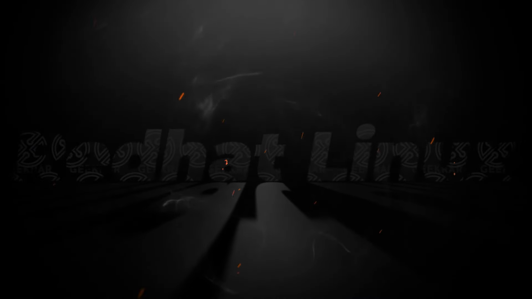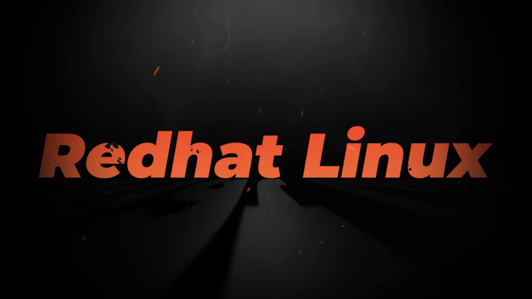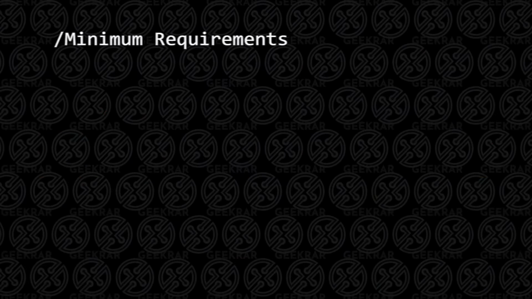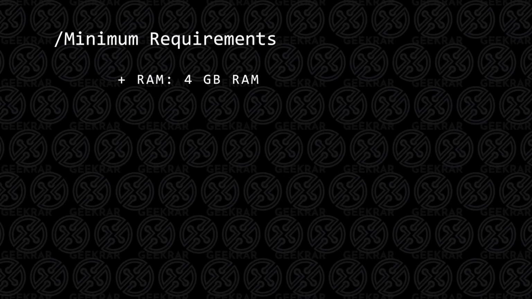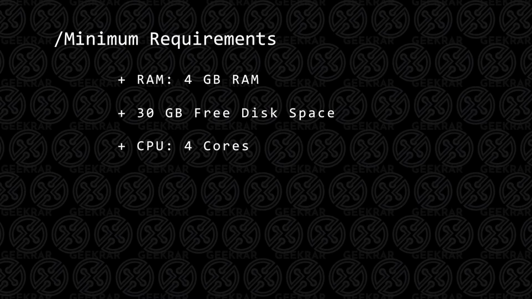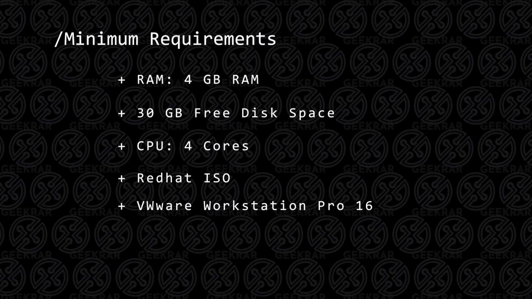In today's video, we're going to be installing Red Hat Linux version 8.5 inside VMware Workstation Pro on a Windows 10 PC. Before we begin, let's take a look at the minimum requirements to get this installed. For RAM, we're going to want to have at least 4 gigs of RAM. You can do it with less, but 4 is going to be best. 30 gigs of hard disk space, 4 CPU cores, the Red Hat ISO image file, which we'll be downloading in this video, and the VMware Workstation Pro 16.